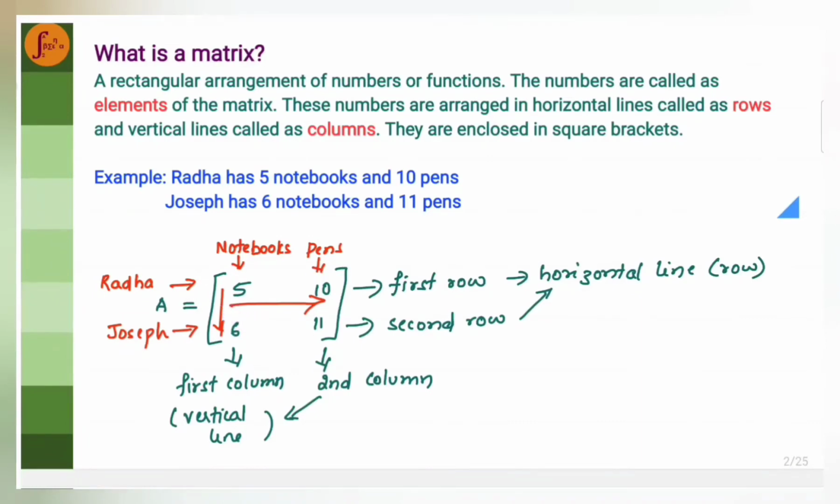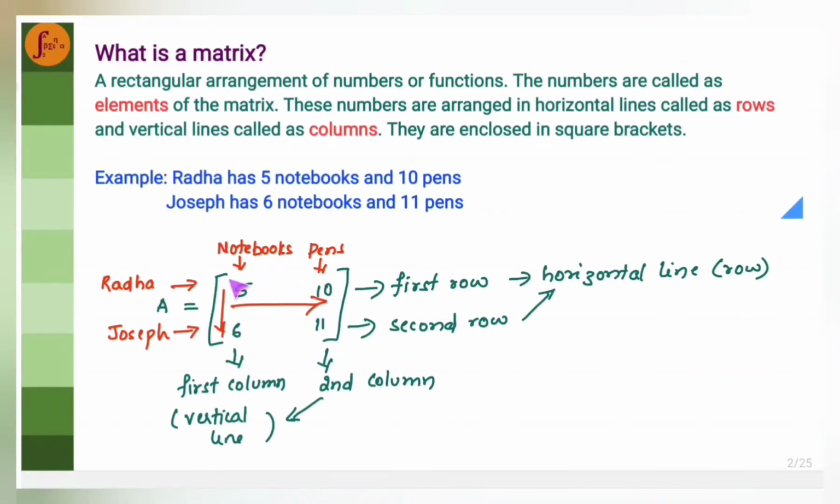Now, for example, say Radha has 5 notebooks and 10 pens. And Joseph has 6 notebooks and 11 pens. Now, how do you represent this particular example in matrix form? So what you will do is, you can put Radha and Joseph as 2 rows, and notebooks and pens as 2 columns. So Radha has 5 notebooks and 10 pens. Joseph has 6 notebooks and 11 pens.